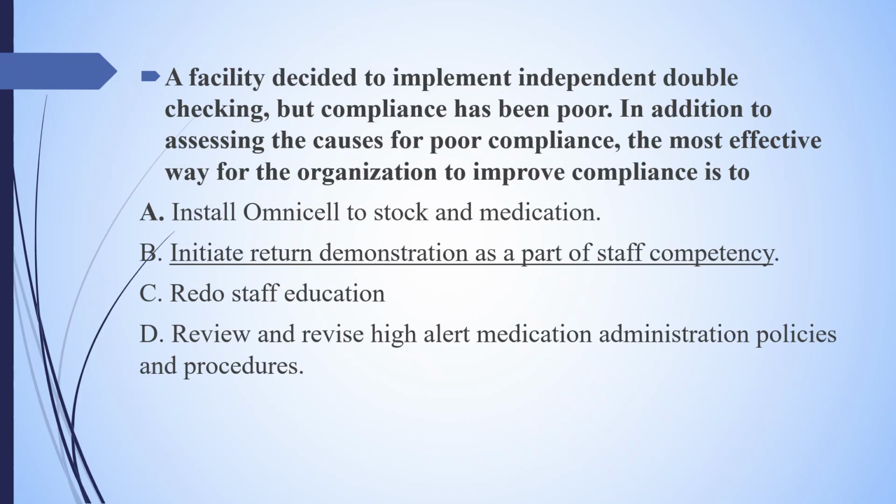A facility decided to implement independent double checking, but compliance has been poor. In addition to assessing the cause of poor compliance, the most effective way for the organization to improve compliance is, so here independent double checking was implemented, but the compliance is not good. So you are assessing the cause of poor compliance. Why is there not good compliance? And in addition, what can you do? Install Omnicell to stock the medication?